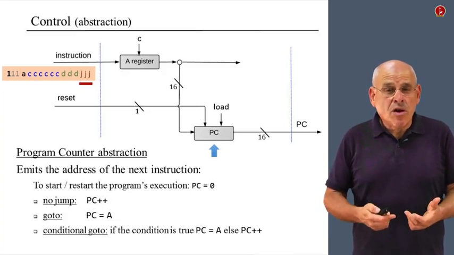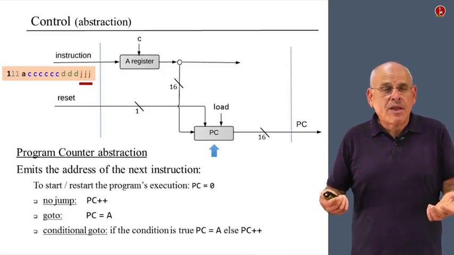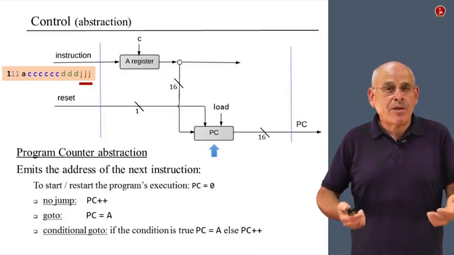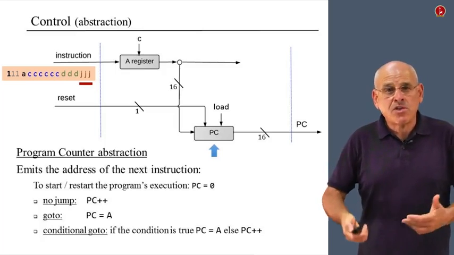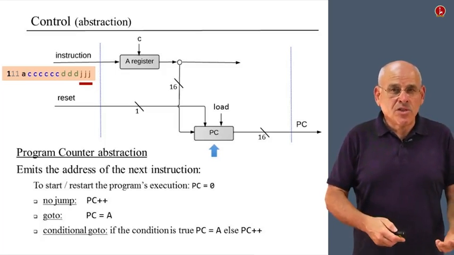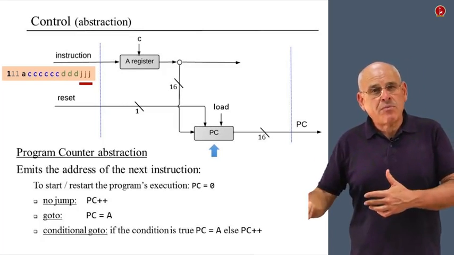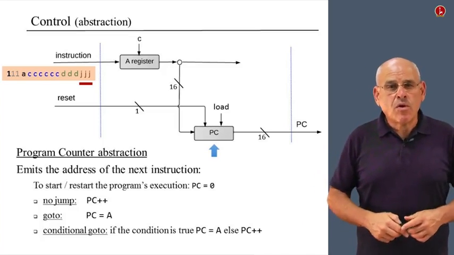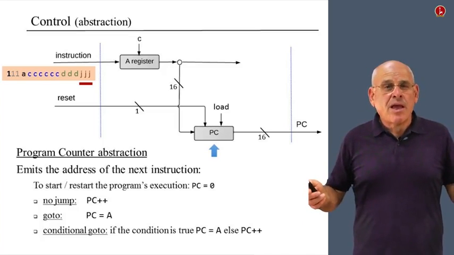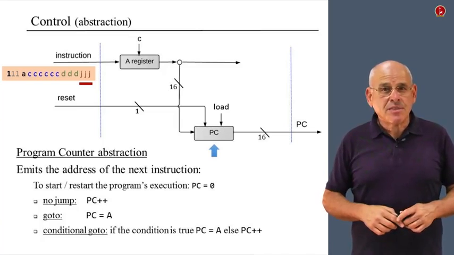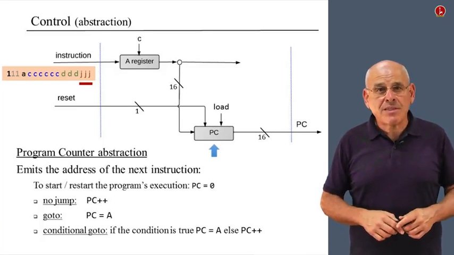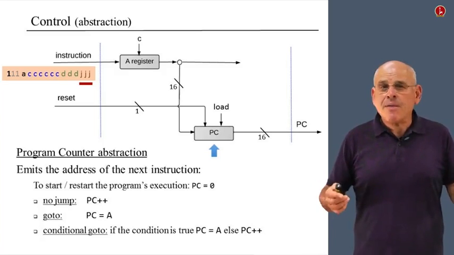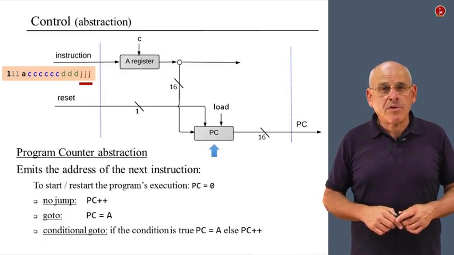If we have a conditional goto, we have to look at the ALU output and decide if this goto should actually materialize. That's the whole idea of conditional. We have to check if the condition is true or false. If the condition is true, then we want to make a jump. Otherwise, we want to ignore the goto and just do PC++. So I hope that you are convinced that this abstraction makes sense. That's exactly how a program counter has to work in every computer.